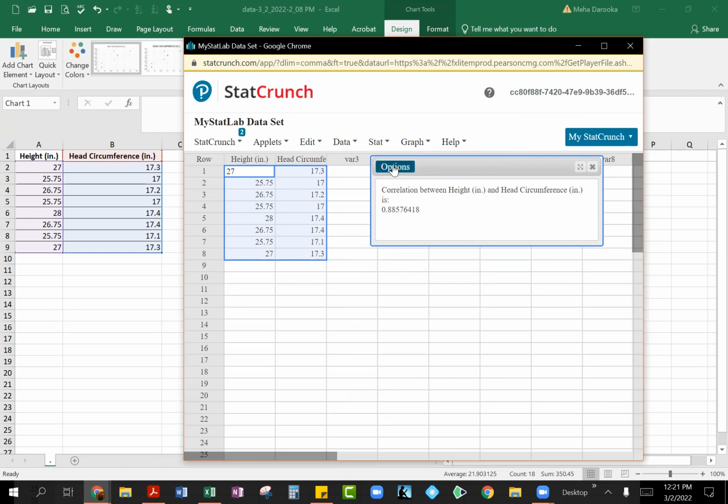I am completely drawing a blank over here. How did I calculate it? I know I calculated it using one of this technology.